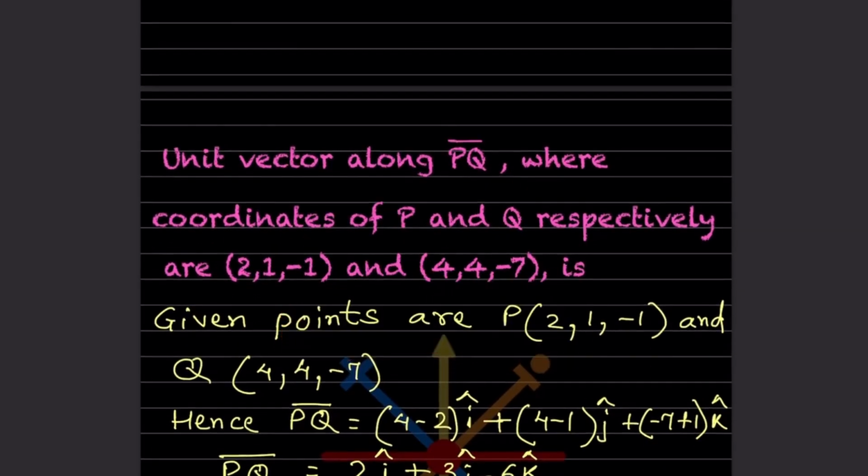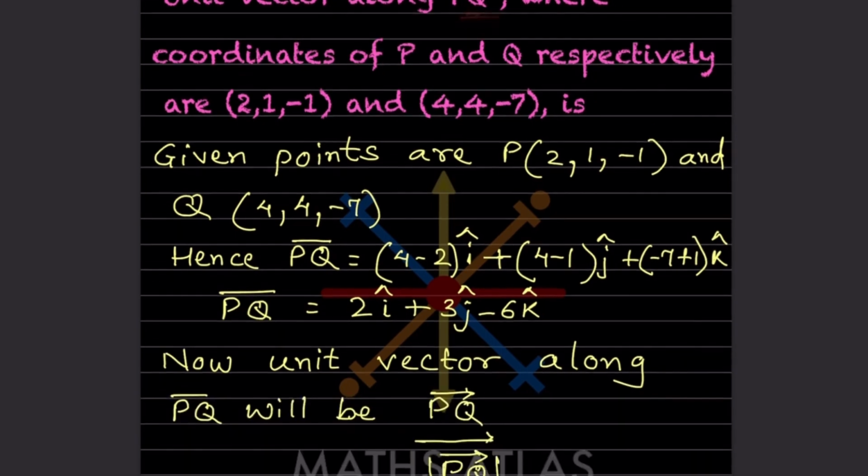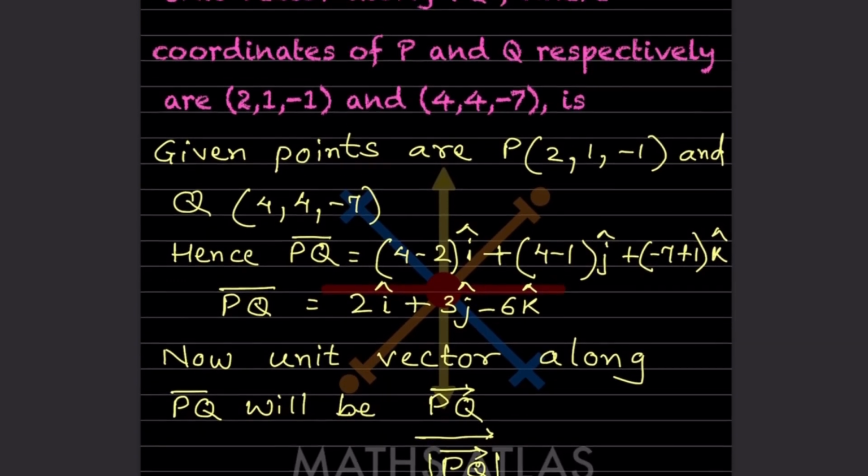So here, we have to find a unit vector along PQ, where the coordinates of P and Q respectively are 2, 1, -1 and 4, 4 and -7. So the given points are P (2, 1, -1) and Q (4, 4, -7).